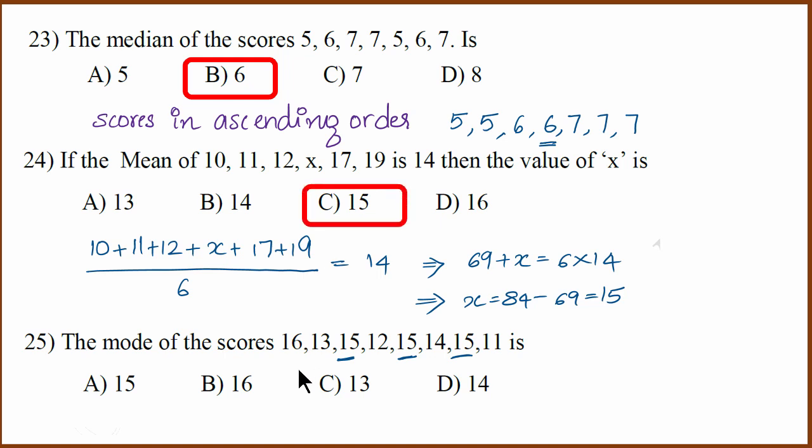Next question is mode. Mode means most common, highest frequency term, most common term. In this case it is 15. 1, 2, 3 of them are 15. So the correct answer is A.